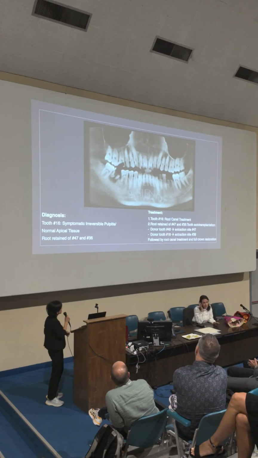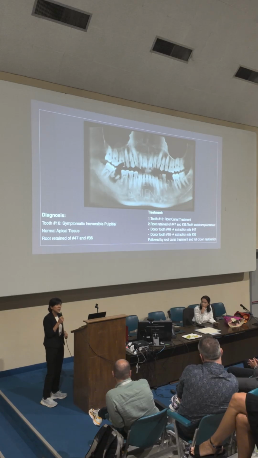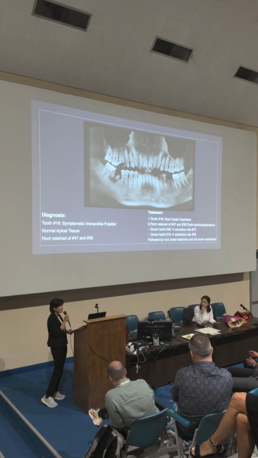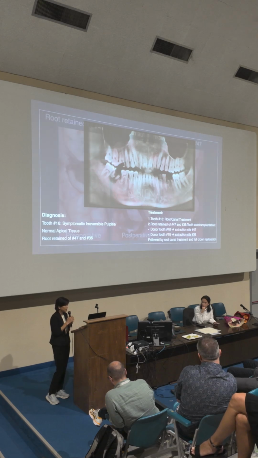And my plan is to extract the wisdom tooth number 48 to transplant into the socket of 47 and to extract the wisdom tooth number 18 and to transplant into the socket of 36. The treatment is followed by the root canal treatment and full crown restoration for the 2 transplanted teeth.